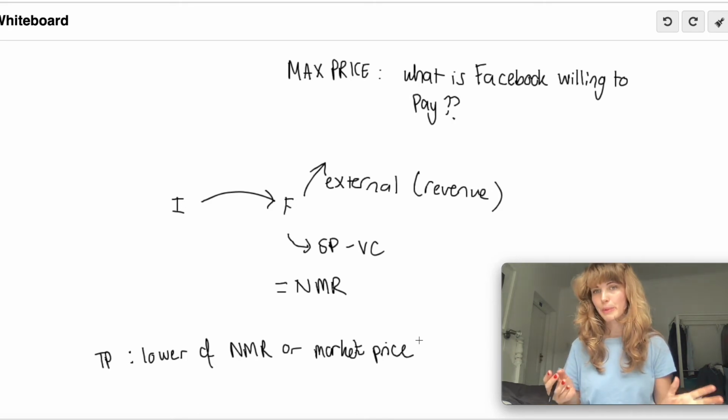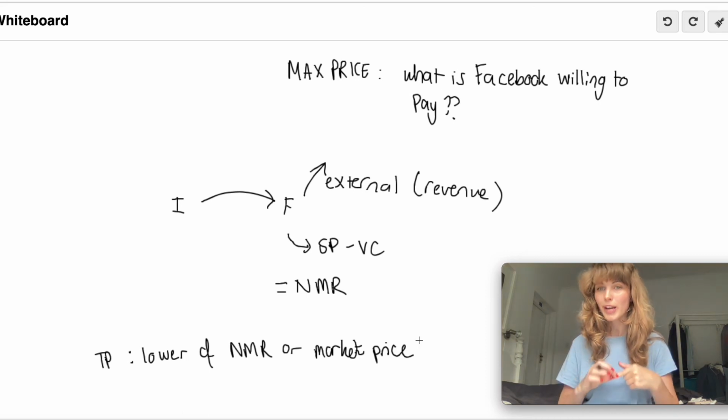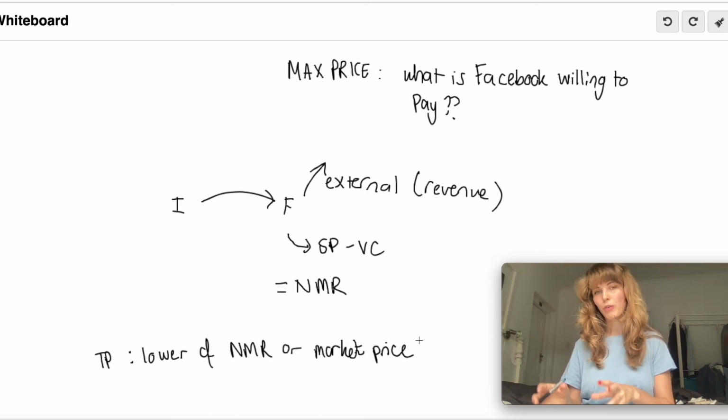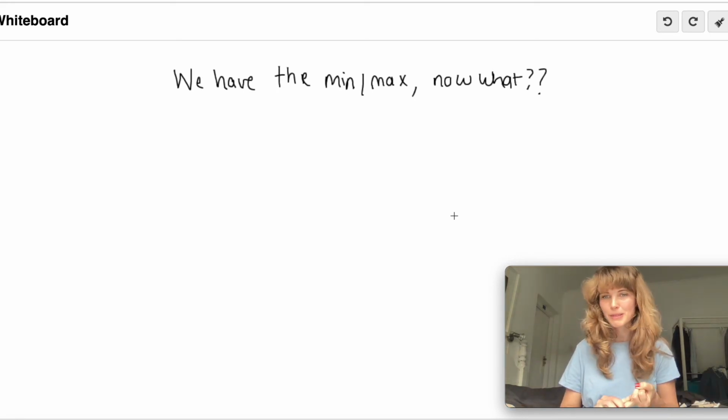It's very scenario specific. Just be on the lookout for that. In summary, our maximum price is going to be the lower of our net marginal revenue, which is our selling price less other variable costs, so not our transfer price, or our market price, and that's what Facebook could buy from an external market.